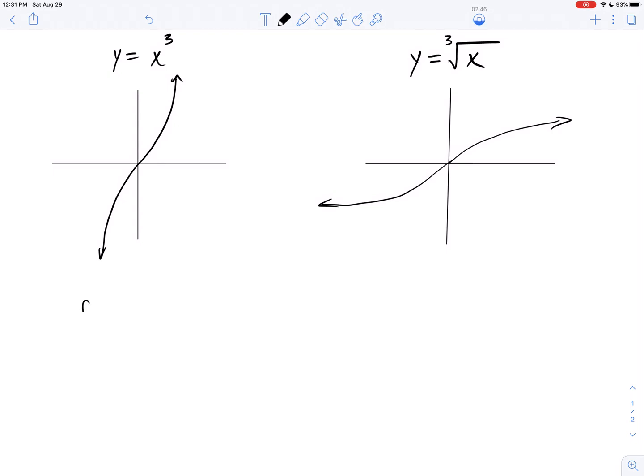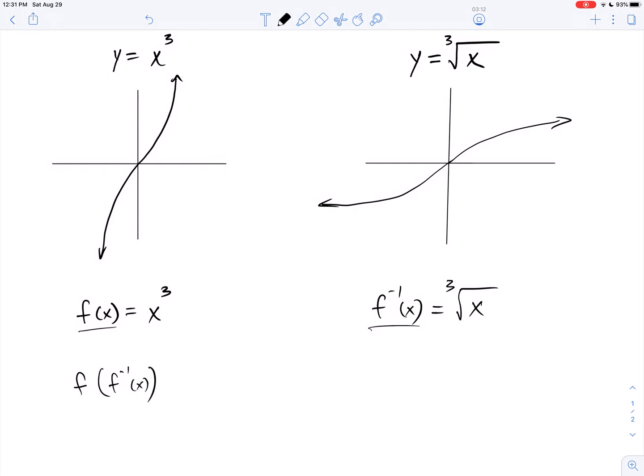Now, here's what I want to do with this. Let's call this guy f of x. Let's be more descriptive. What I'm about to show you is these two are inverses of each other. So I'm just going to be so bold as to tell you this guy's name is f of x, this guy's name is f inverse x. Then we're going to do a little bit of algebraic checking on this. So I'm going to say, what would happen if I took the composite of this function with this one?